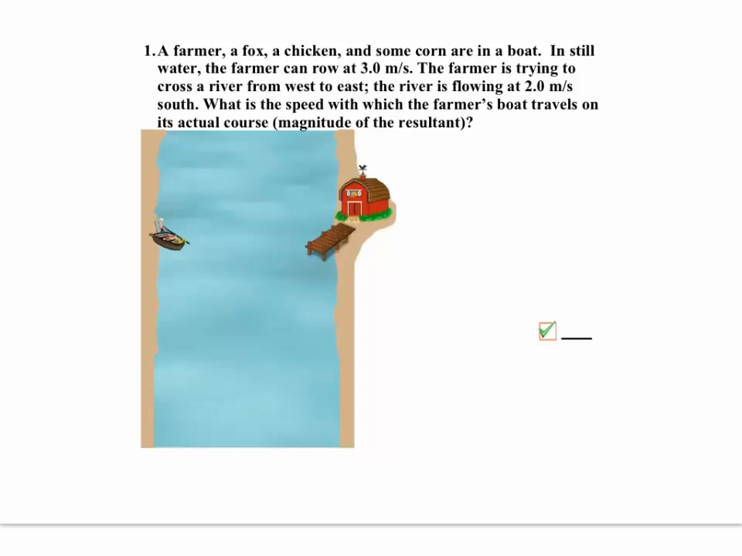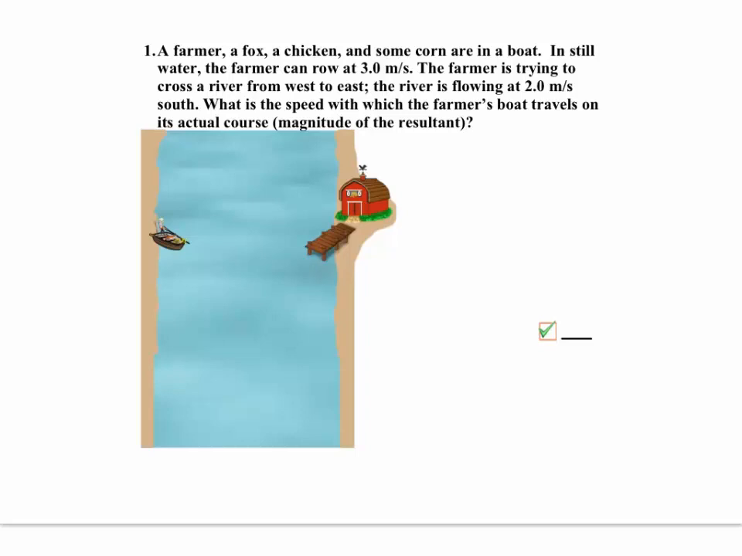Here we've got Mr. Hendrickson, a farmer, a fox, a chicken, and some corn in a boat. And they're all going to go across the river, right? And the river is blowing them south at 2 meters per second. The farmer can row 3 meters per second to the east. So we want to find the exact speed of the farmer's boat on its actual course.